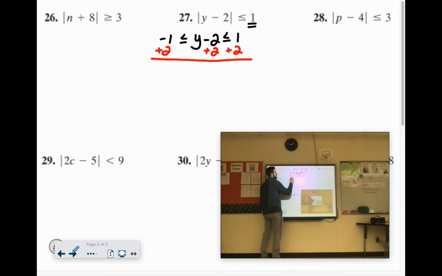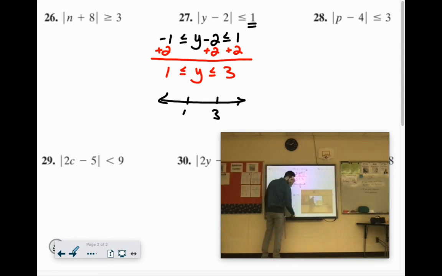Negative 1 plus 2 is 1. In the middle we have y. Over here we have 3. 1, 3, both closed dots and shaded in the middle. So anything between 1 and 3, and including 1 and 3, should work.